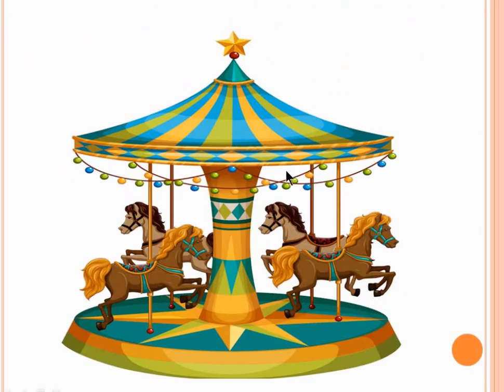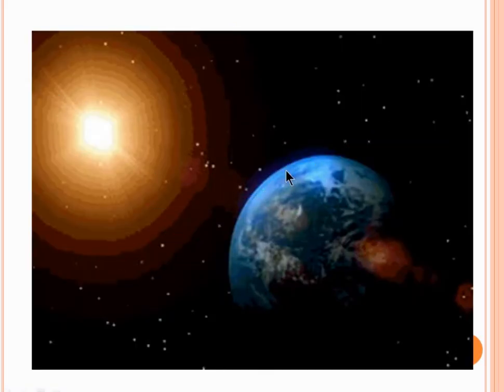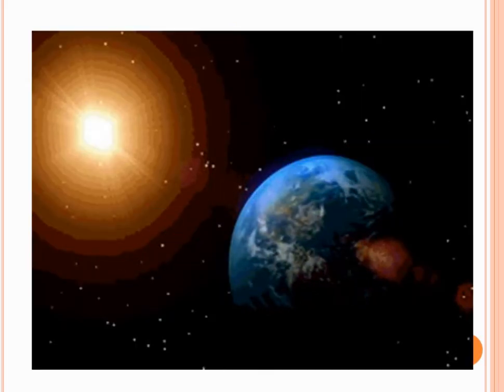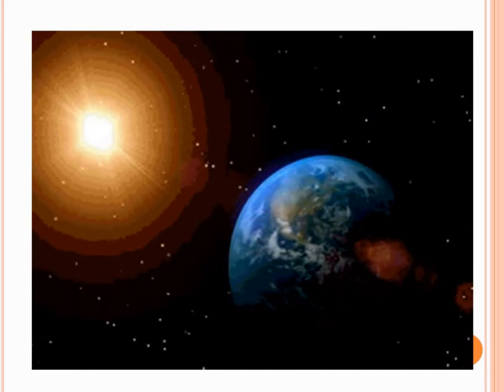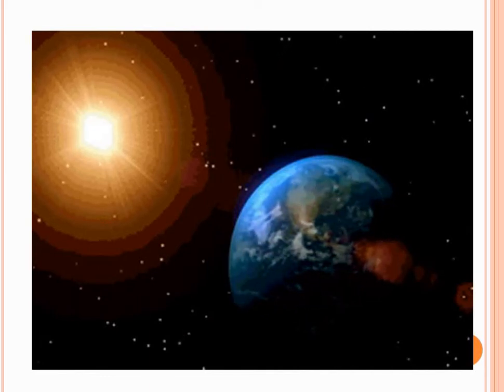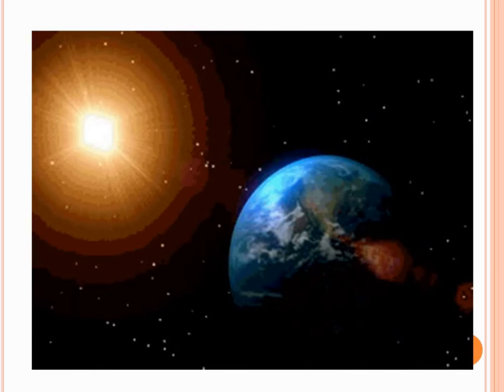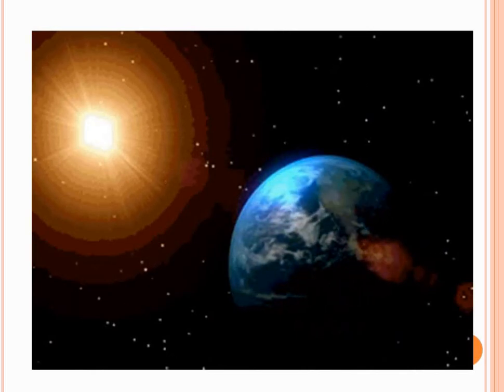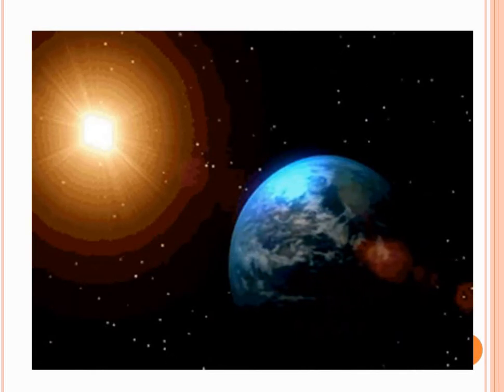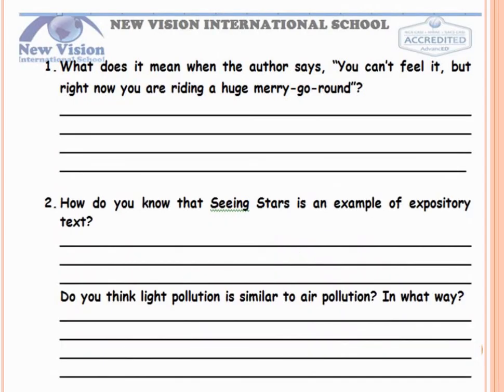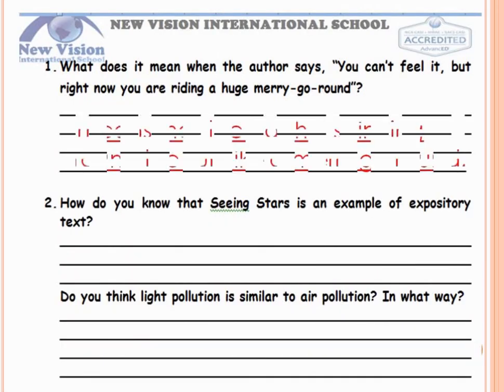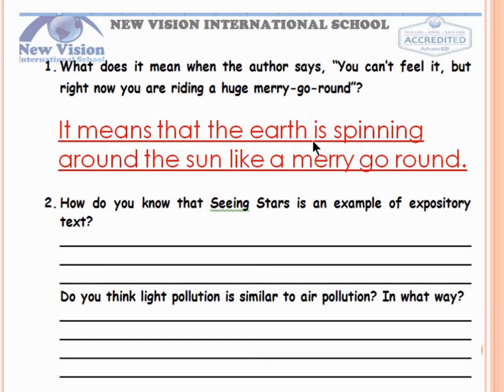How can we compare the merry-go-round to our planet? Look at this image. Just like the merry-go-round, our planet is spinning around. It is turning around the sun, but we cannot feel it because of the gravity. Exactly, very good. So the answer in number 1 is, it means that the earth is spinning around the sun like a merry-go-round.